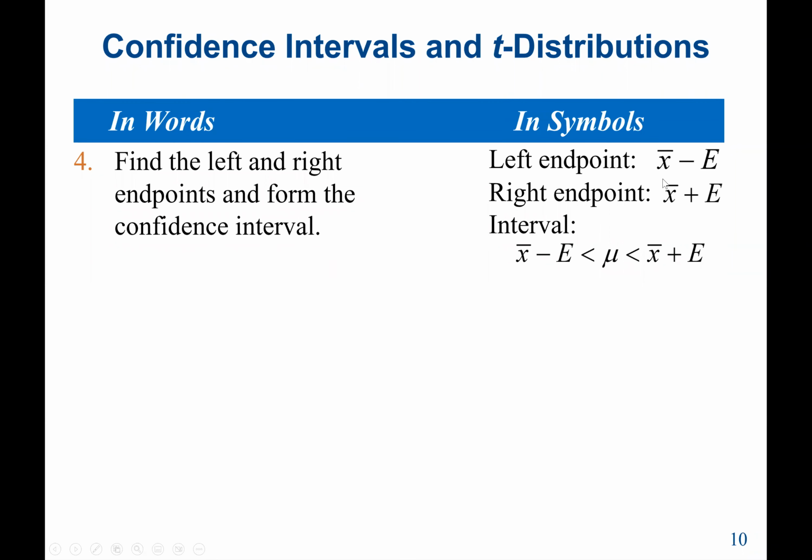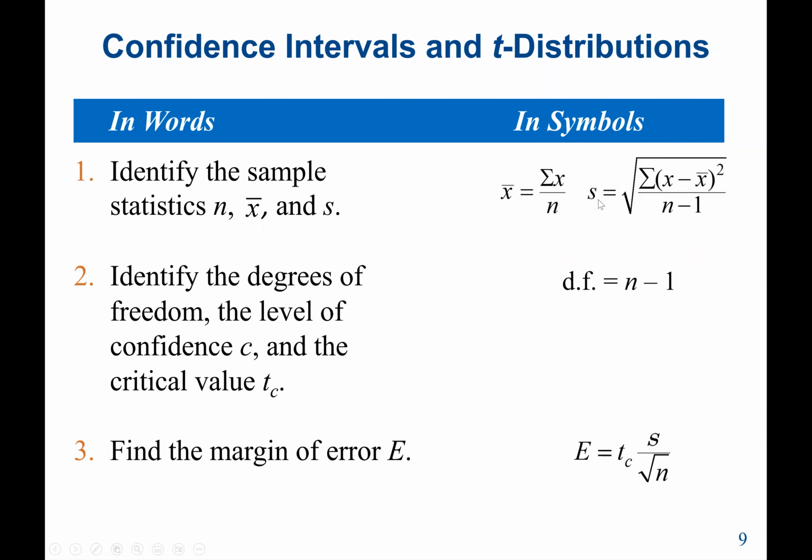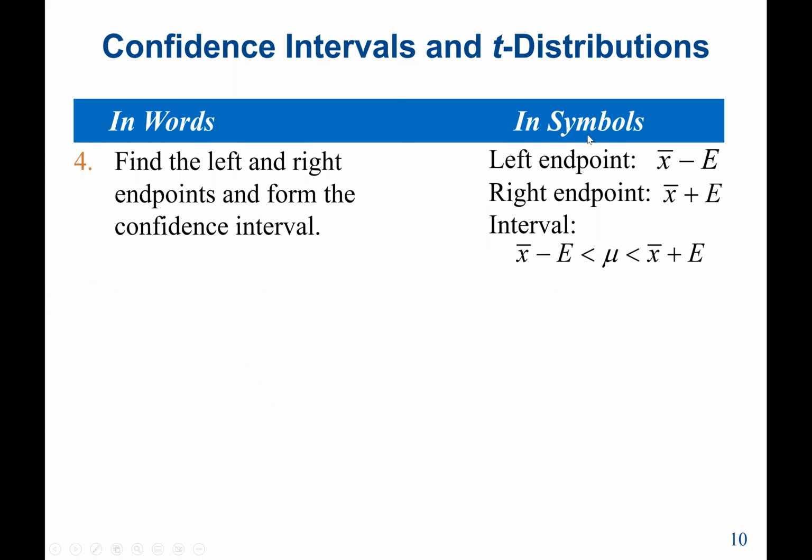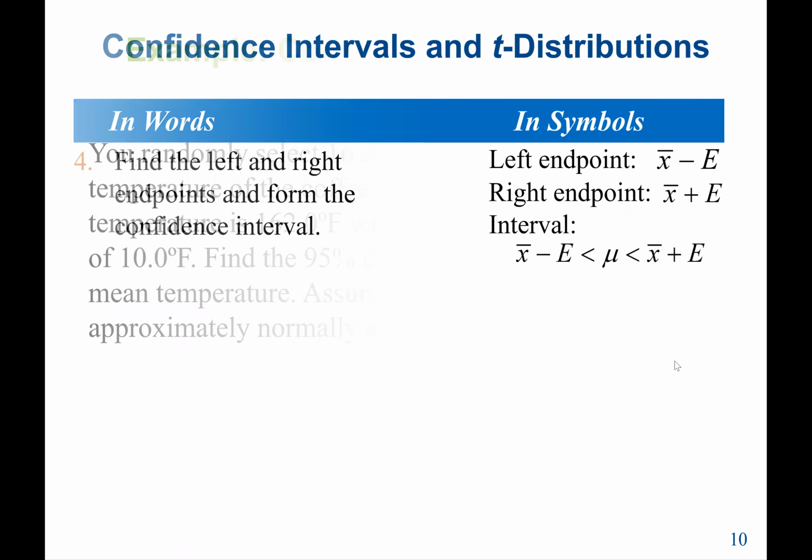So the left endpoint will be the X bar minus the E. Now, in order to find the E, of course, we need to find the TC. If we know the confidence level and the degree of freedom, then we can find the TC from the T table. Then we plug in the TC times the sample standard deviation divided by the square root of the sample size. Then we can find the interval: X bar minus E to X bar plus E. So the mean will be greater than X bar minus E and less than X bar plus E.